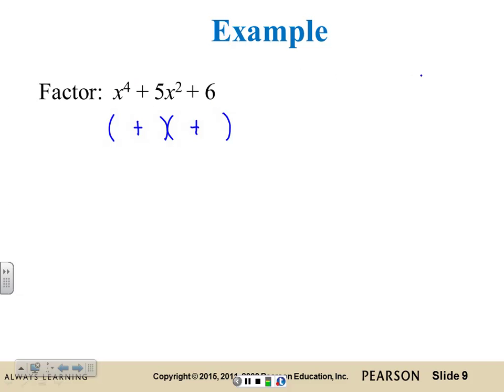Okay, so open up two sets of parentheses. My signs are going to be plus and plus. Now, the square root of x to the fourth, we're just going to half it. It's going to be x squared and x squared. What can I multiply together to get 6 and add together to get 5? And we've already done that one. It's going to be 2 and 3.